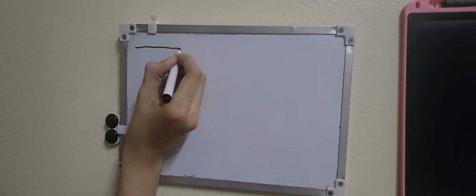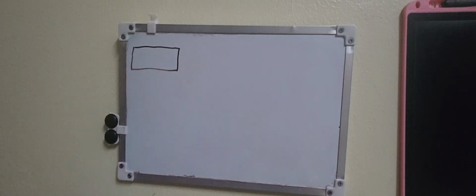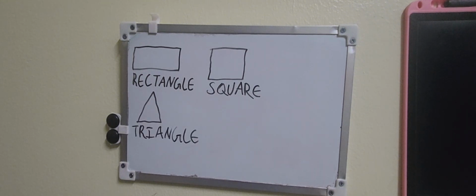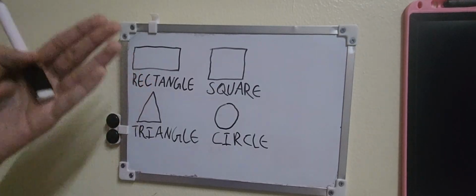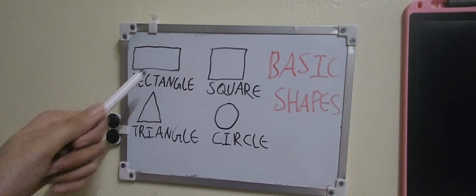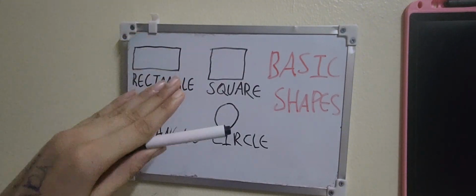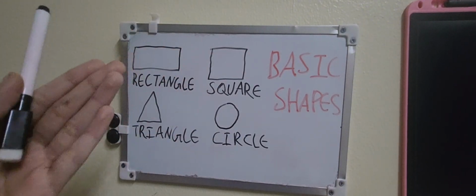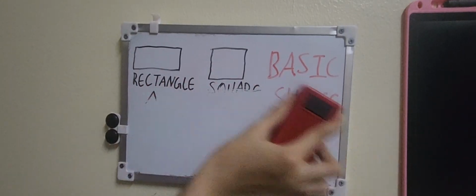We have already learned about some basic shapes in class 1. For example, the 4 basic shapes are: first, we have a rectangle. Second, we have a square. Third, we have a triangle. And then we have a circle. Here we have all the basic shapes. And now we're going to be learning these basic shapes again, but with more detail. So let us start our lesson.